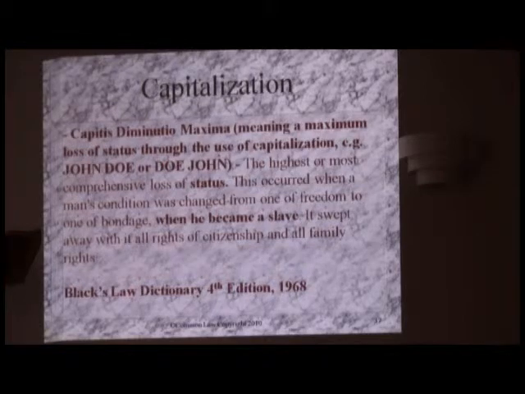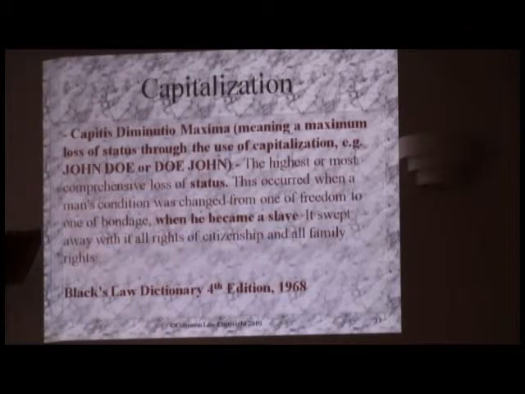The name, John Doe, last name first, all block capital letters? I think the first name is upper and lower case, that's correct, and the last name is upper. Well, it still falls in this category, I believe. Anyways, the highest and most comprehensive loss of status.